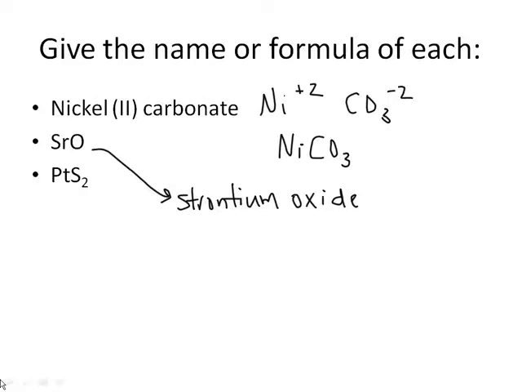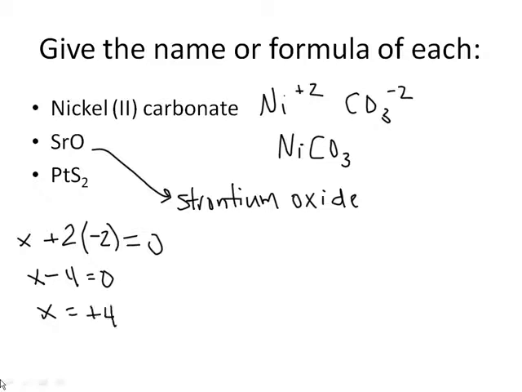So when we look at this, we see that the sulfur, there are two sulfurs, each of which has a -2 charge. We don't know the charge on the platinum, but we do know the whole thing has to add to 0. So this is x minus 4 equals 0. So x, the charge on the platinum, equals +4.